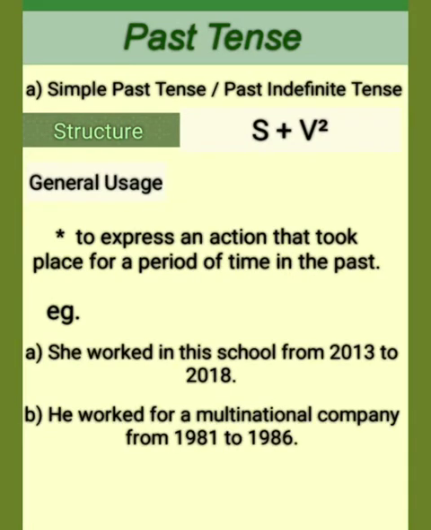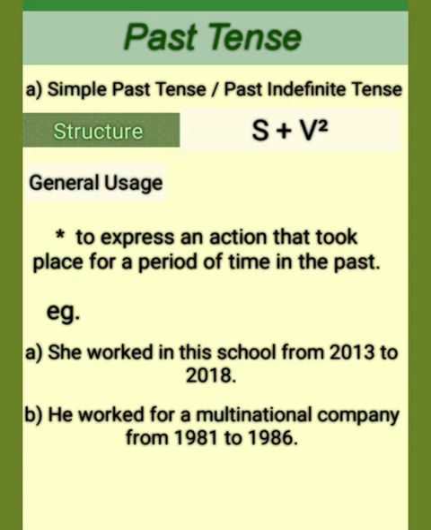Then it also expresses an action that took place over a period of time in the past. For example, she worked in this school from 2013 to 2018. Example number 2, he worked for a multinational company from 1981 to 1986.